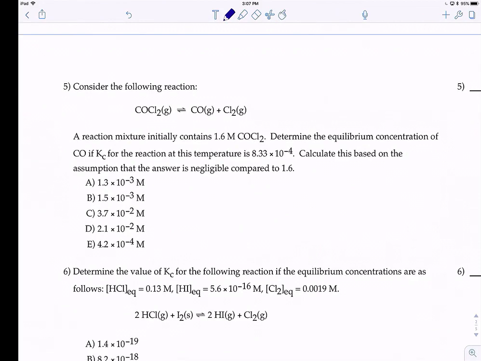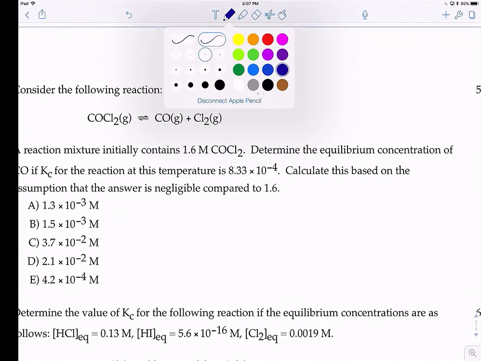All right. Consider the reaction of phosgene in equilibrium with carbon monoxide and chlorine. The reaction mixture initially contains 1.6 molar phosgene, that's COCl2. Determine the equilibrium concentration of carbon monoxide. The Kc for the reaction is 8.33 times 10 to the minus 4. Calculate this based on the assumption that the answer is negligible compared to 1.6. Okay.